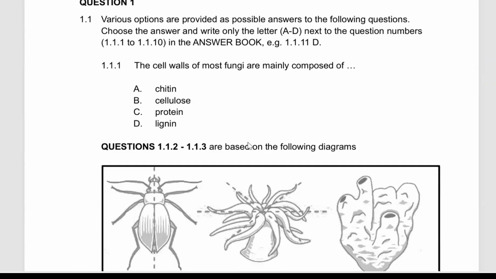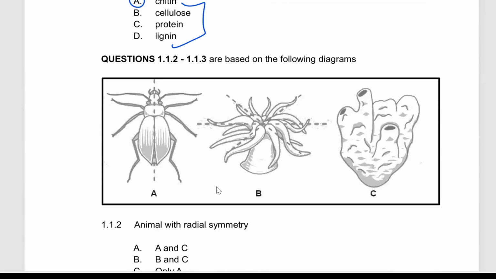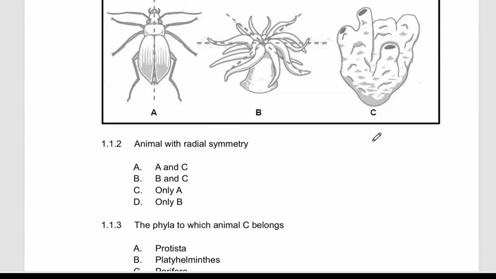They are saying the cell wall of fungi is mainly composed of what you call chitin, cellulose, protein, lignin. Still, all this is a protein-like component and a carbohydrate-like component. But the fungi is made up of chitin, which makes them much more protected. Then they're saying, question one, from this question to this question, we need to answer based on this.